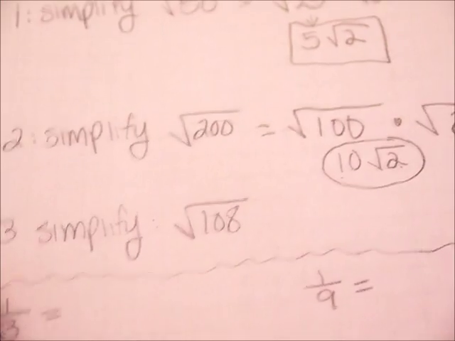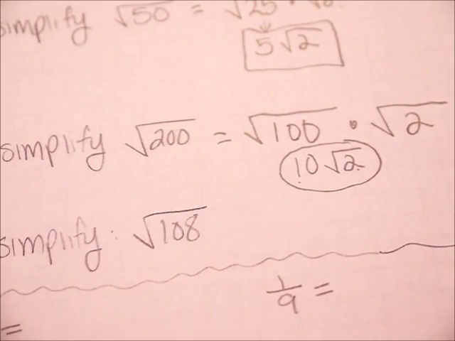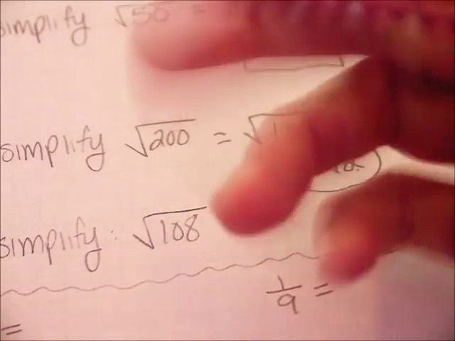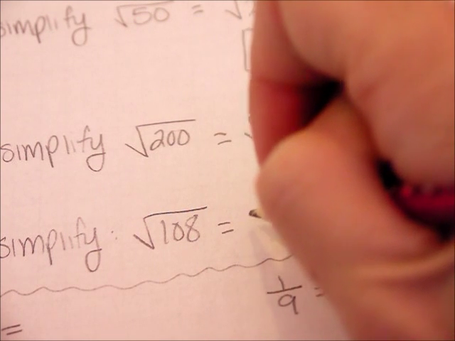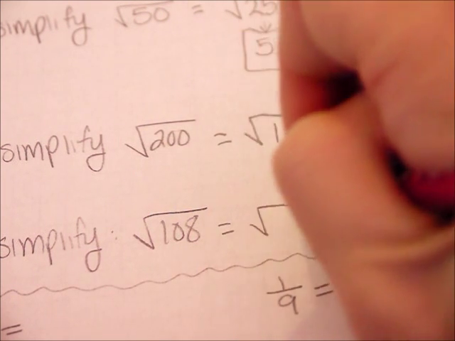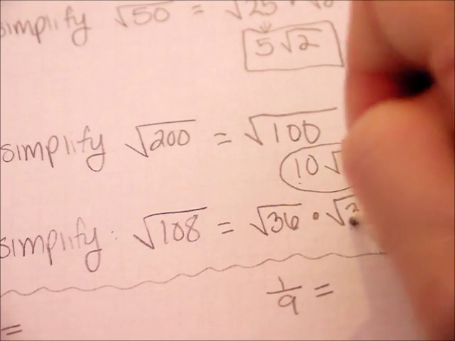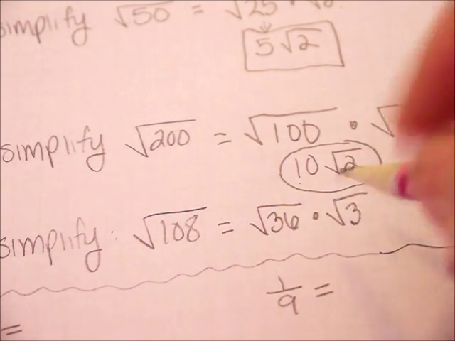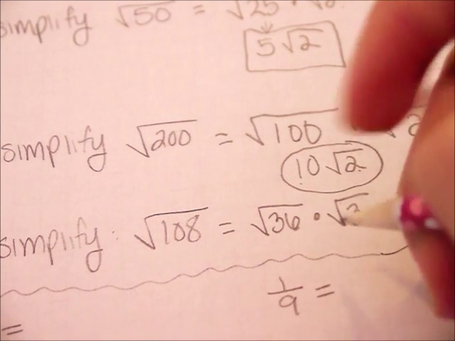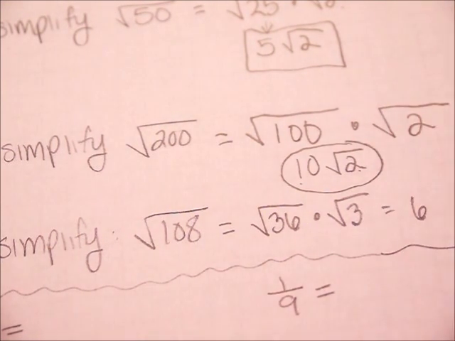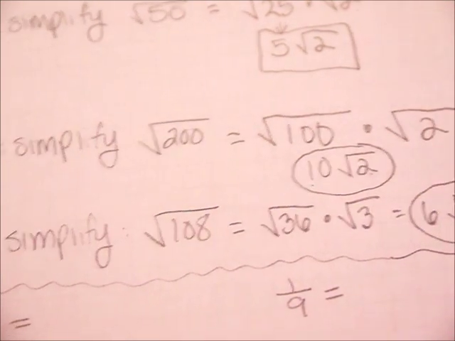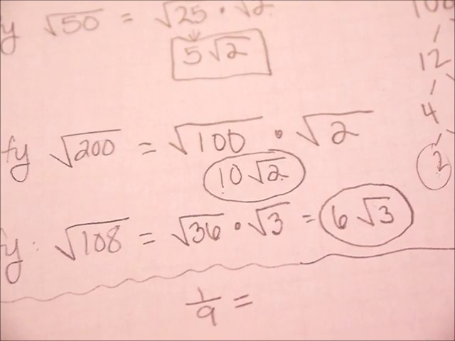Calculator use will get to be a little more common as you move up in math. All right, so the square root of 108 is the same as the square root of 36 times the square root of 3. The nice thing about that is the square root of 36 is a perfect 6, and there is nothing we can do to simplify the square root of 3, and there we go.